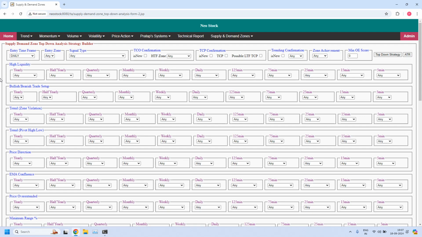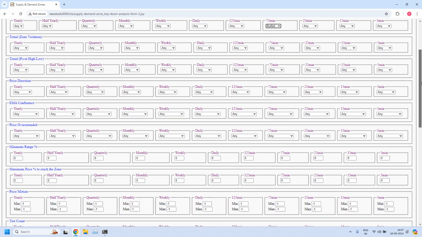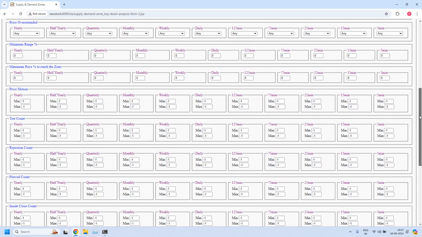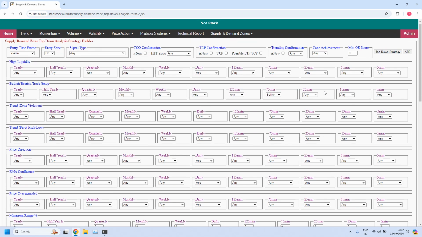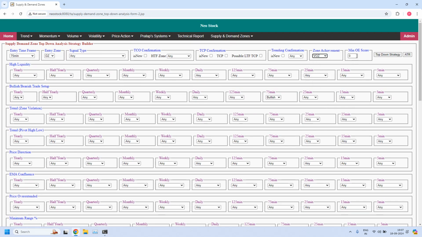So next one is the bullish trade setup for weekly income trade. The weekly income trade entry time frame is 75 minutes. For the bullish trade setup, the entry zone is demand zone. In bullish or bearish trade setup at 75 minutes, I am selecting bullish. The 75 minutes demand zone should not be pierced. So in the pierced count at 75 minutes time frame, I am setting minimum value 0, maximum value 0. Zone achievement is violated opposing zone, minimum odd enhancer score 12.